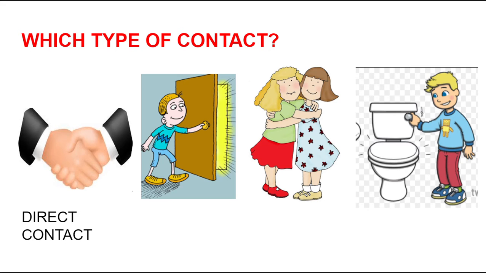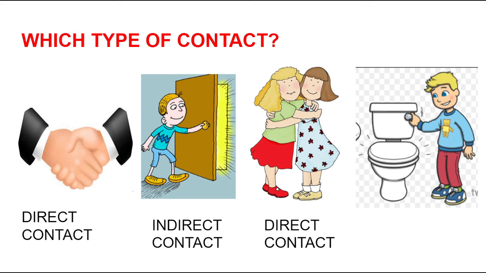So, what do you think it is? Yes, it is indirect contact. Why is it indirect contact? Because now imagine this boy is the infectious agent. Now, when he touches that doorknob and a susceptible person also touches the doorknob, he or she is likely to get the infection. Now, next picture shows hugging. So, hugging is a form of direct contact.